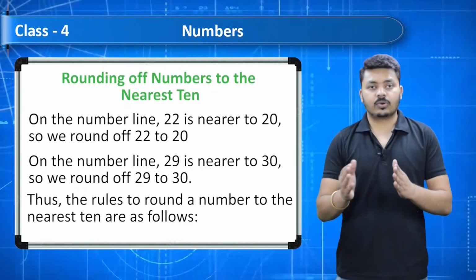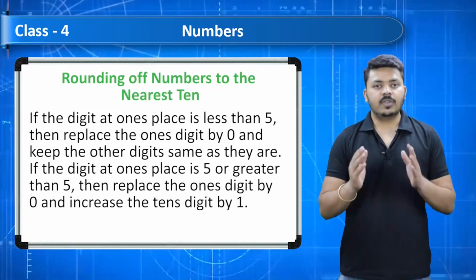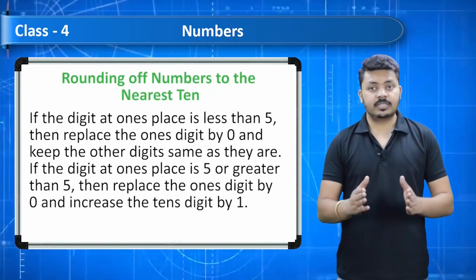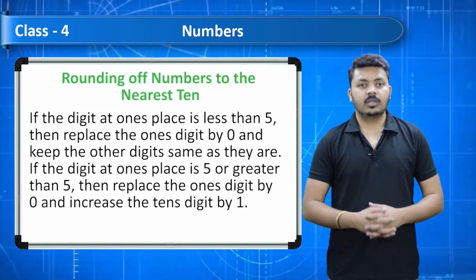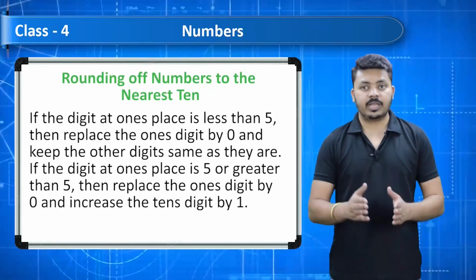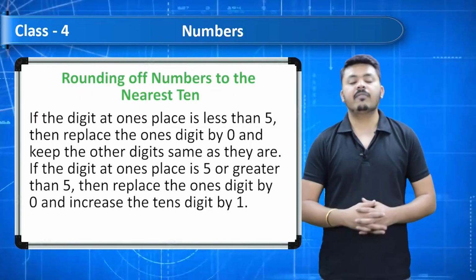Thus, the rules to round a number to the nearest 10 are as follows. If the digit at ones place is less than 5, then replace the ones digit by 0 and keep the other digits the same as they are. If the digit at ones place is 5 or greater than 5, then replace the ones digit by 0 and increase the tens digit by 1.